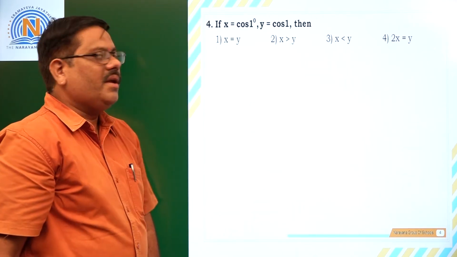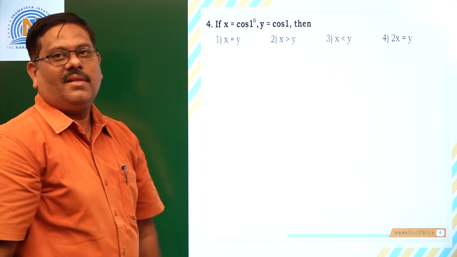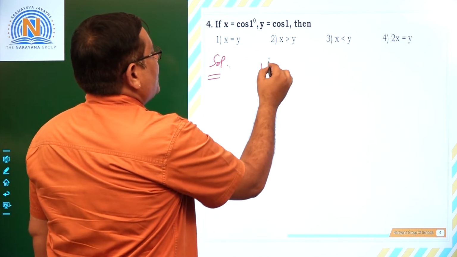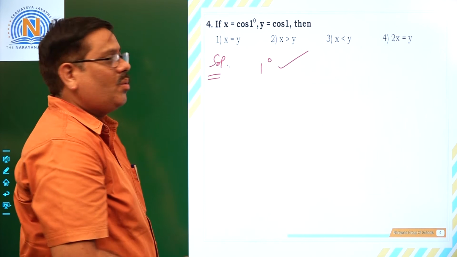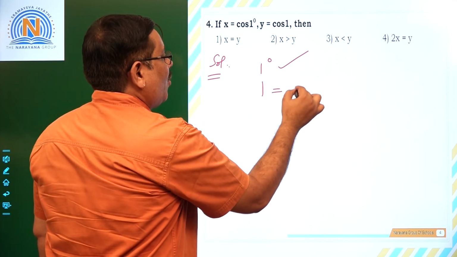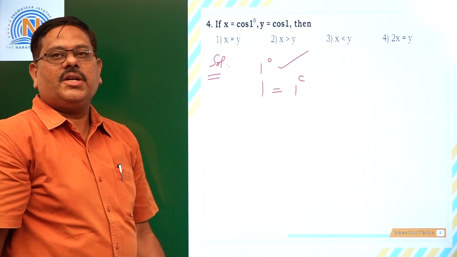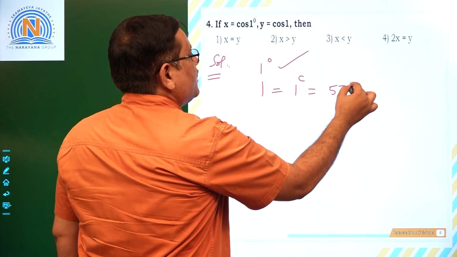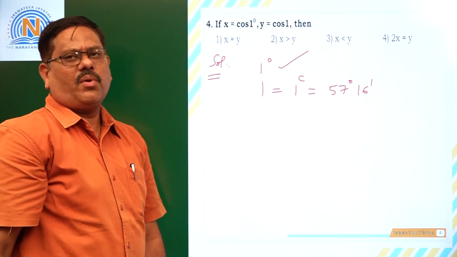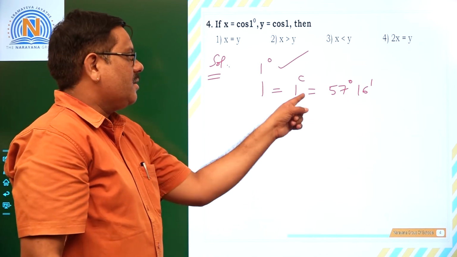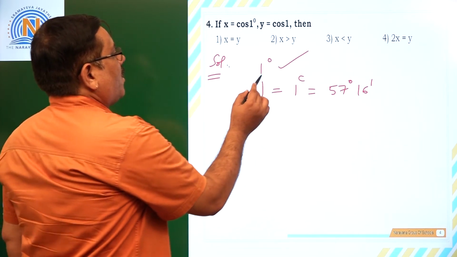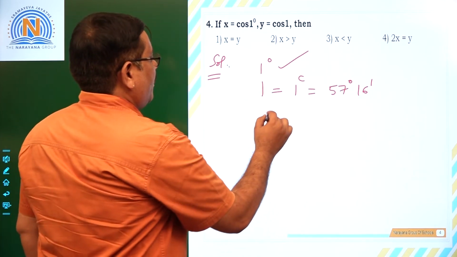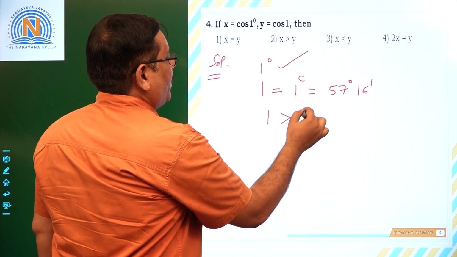x is equal to cos 1 degree, y is equal to cos 1. Then it is an interesting question. Here 1 degree is clearly mentioned in degrees. What is 1? 1 stands for 1 radian. If nothing is mentioned, always consider 1 as 1 radian. 1 radian is how much? Approximately 57 degrees, 16 minutes. That is the meaning of 1 here, right? So if you compare 1 degree with 57 degrees, 16 minutes, obviously this is more. So we can say 1 is more than 1 degree.